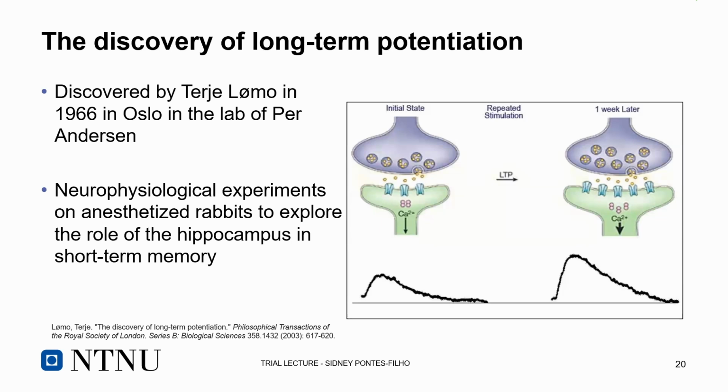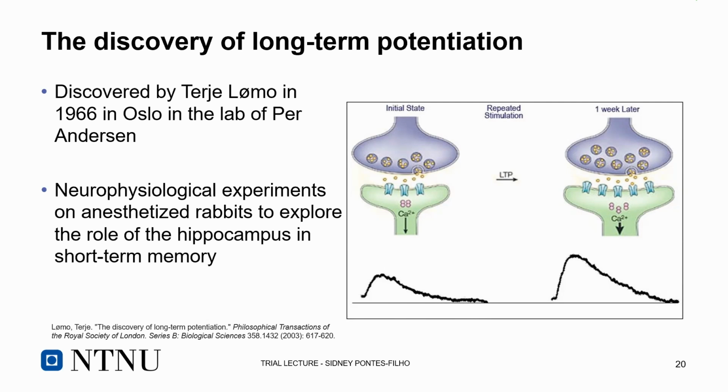So yes, the discovery of long-term potentiation happened in Oslo in 1966, and it was done by Terje Lømo when he was working in the lab of Per Andersen. He was doing some neurophysiological experiments on anesthetized rabbits to explore the role of the hippocampus in short-term memory. And then he discovered that.